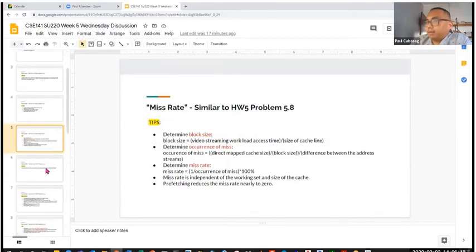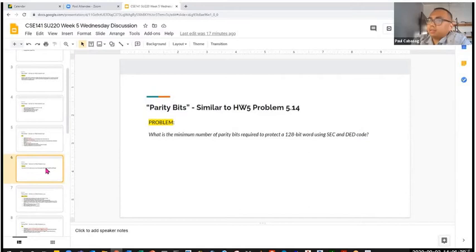The next problem here is the parity bits. This is similar to 5.14, I think number 2. This is asking for the minimum number of parity bits required to protect maybe 64 or 128 bits. You have to do this for 2 different types of codes, SEC and DED. These are 2 different ways, but there's a certain equation in the book that you can refer to that gives you this answer.